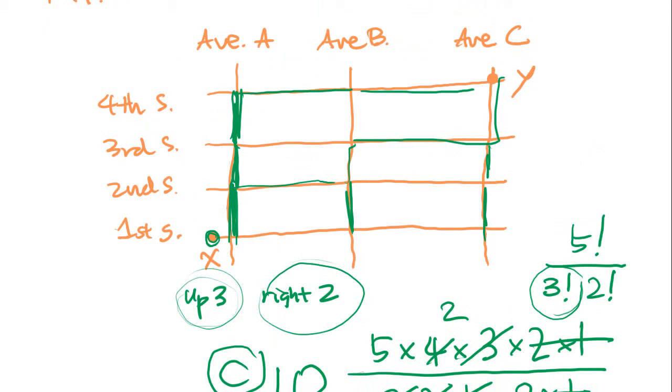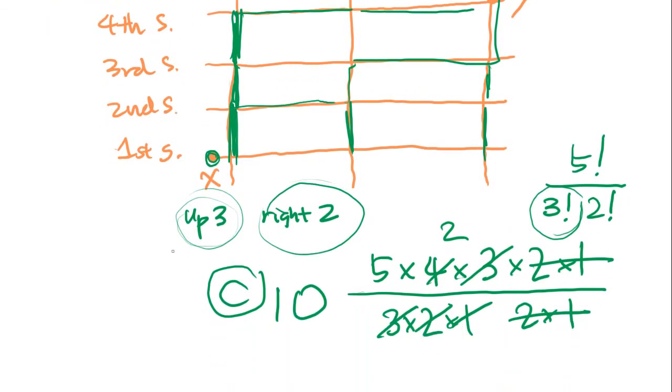Now the other way you could have solved this, of course, is you could have drawn out all the different possibilities. I'll do that for you right now, but you'll see how unintuitive that is and how much time it would take. So we know he goes up 3 times and right twice, right?